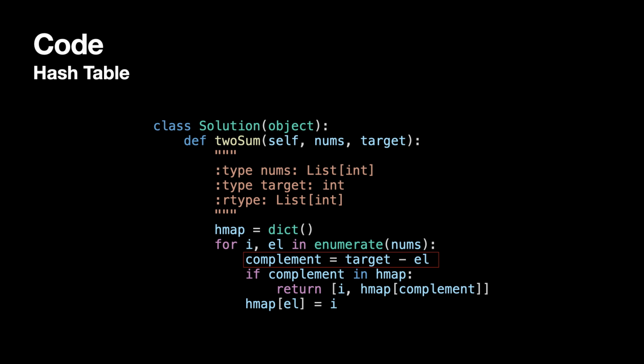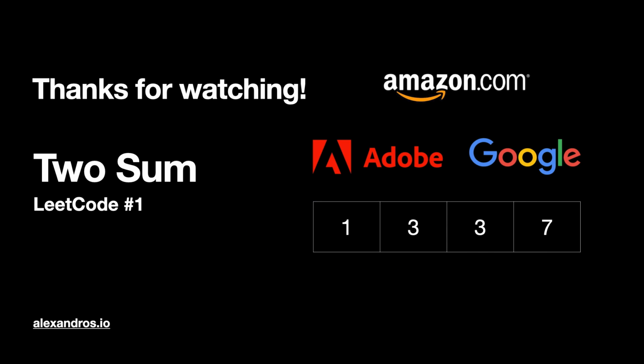In the next step, we subtract the value of the current element from target to calculate the value we need to look up in our dictionary. In the next step, we perform the lookup, and if the complement exists in the dictionary, we return the current index and the index at which we encounter the complement. If not, we'll add a new entry in the dictionary with the current element as key and its index in the array as the value. And since we know that we are guaranteed a solution for each input, there's no need to return something outside the loop. And that is it.